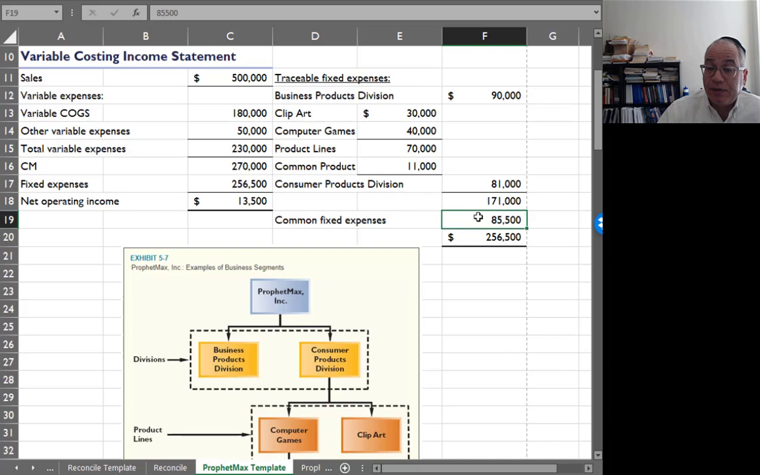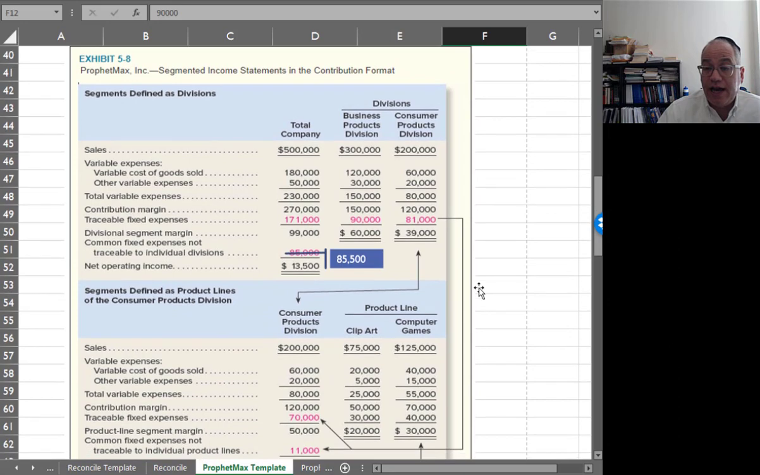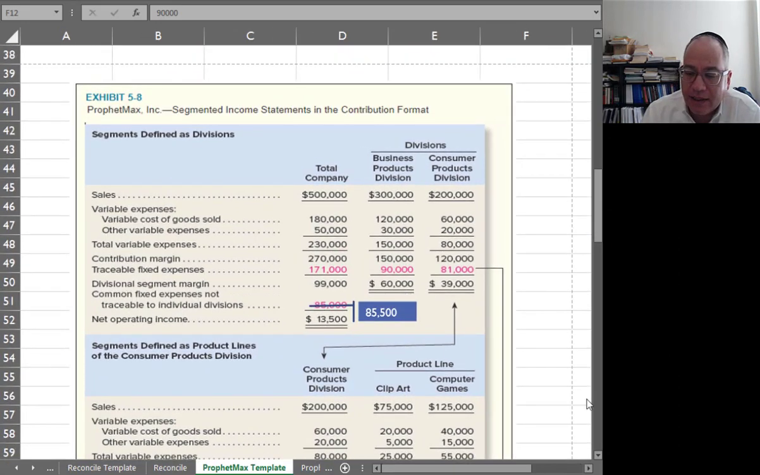But the common fixed expenses of 85,500 would remain, and business products division costs of 90,000 would also remain. Now, Exhibit 5-8 has all of this in a lovely little chart. And let's work on this one piece at a time. So we have here, first of all, Profit Max overall and its two divisions, business products division and consumer products division. So we already went through the income statement of Profit Max as a whole.